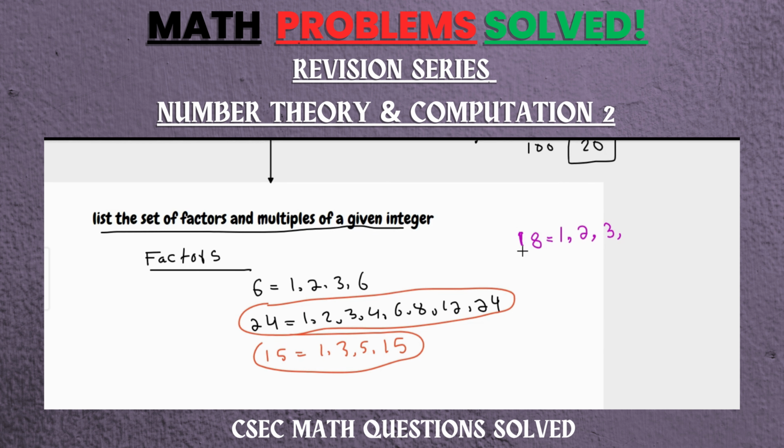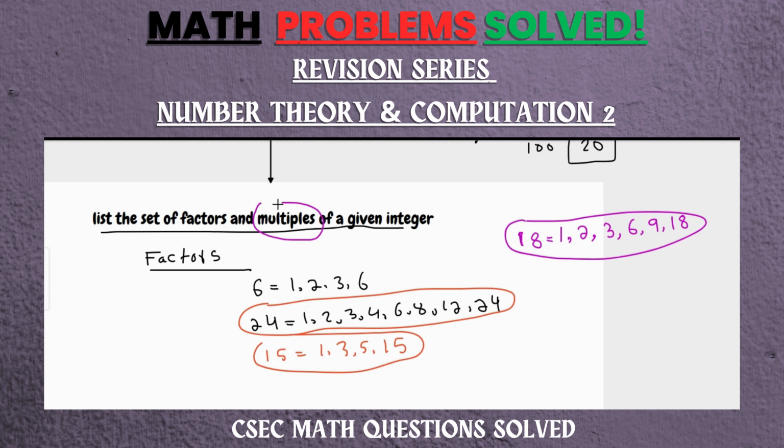Can we divide it by 5? No. Can we divide it by 6? Yes. Then can we divide it by 7? No. Then 8? No. Then 9? Yes. Similarly, we can't divide it by 10, 11, 12, 13, 14, 15, 16, and we will simply divide it by 18. So these are the factors of 18.